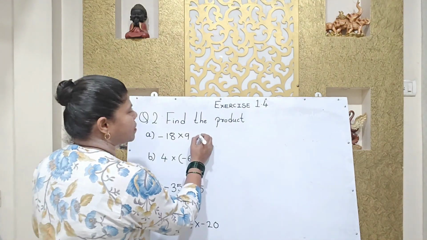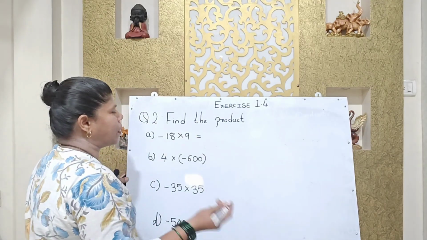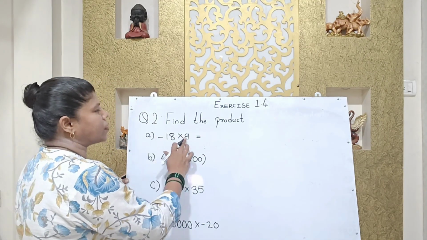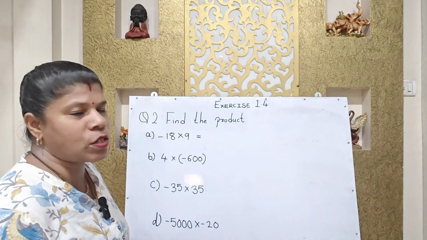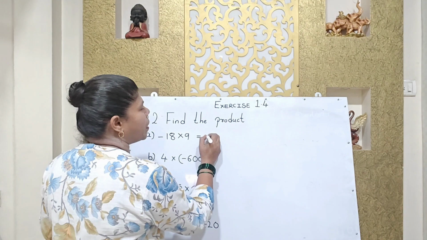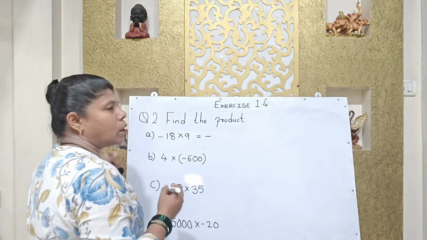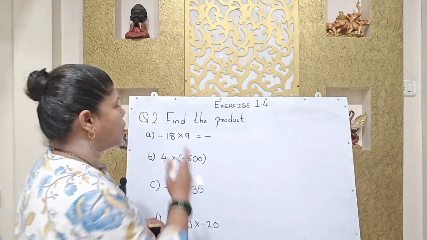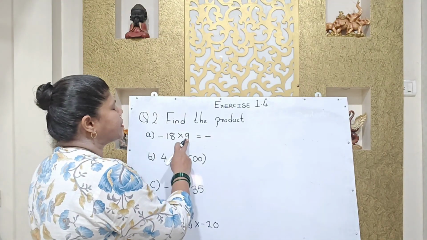तो देखो पहले साइन कैसे फाइंड आउट करते हैं. हमें रूल पता है, one is negative and one is positive. Negative positive or positive negative, two opposite signs, always negative. So our answer will be negative. दो अपोजिट साइन हो तो आंसर हमेशा क्या आता है? नेगेटिव आता है. Now we will multiply 18 by 9.